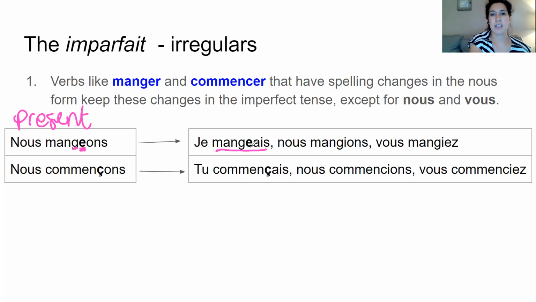So this is always the case. Je mangeais, tu mangeais, il ou elle mangeait, ils ou elles mangeaient, but not in the nous and the vous. So nous and vous don't have the E right here. And that's all that means. So manger is probably the one that you're going to use, and any other verbs which are like that. So manger, nager, you know, I used to swim.